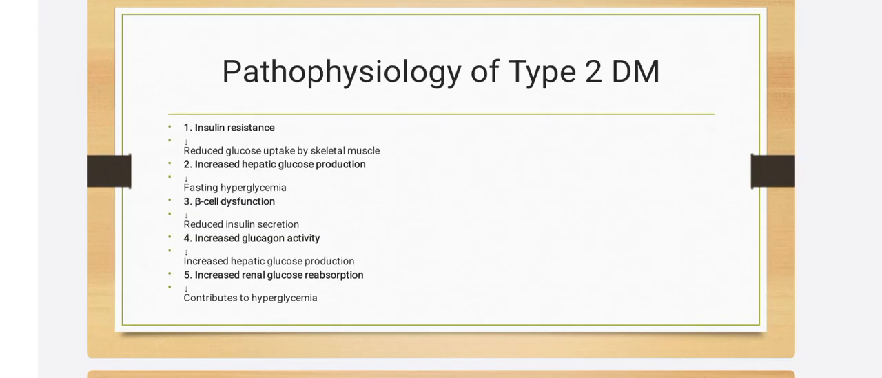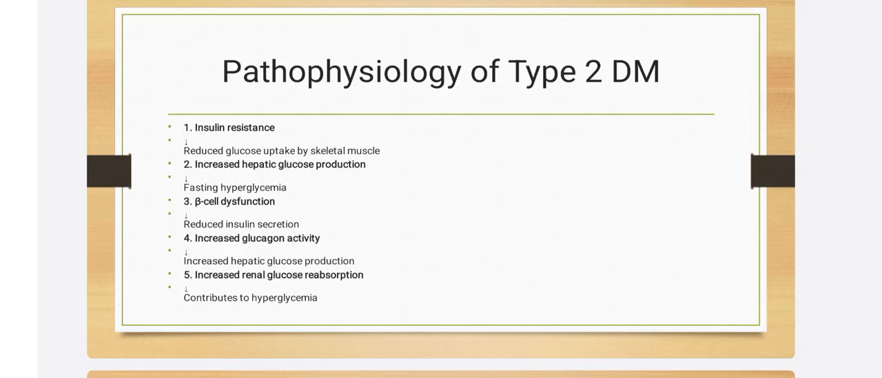Next, pathophysiology of type 2 diabetes. The first major abnormality is insulin resistance. Skeletal muscle becomes less responsive to insulin, resulting in reduced glucose uptake. The liver also becomes resistant to insulin. Normally, insulin suppresses hepatic glucose production. When the liver becomes insulin resistant, glucose production continues even when blood glucose is already elevated. This contributes particularly to fasting hyperglycemia.